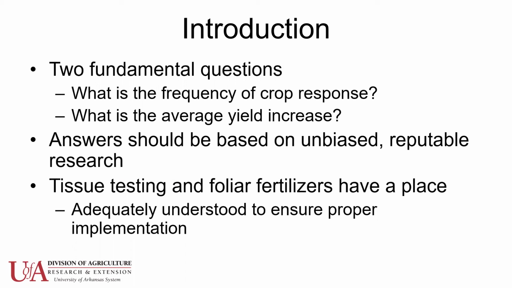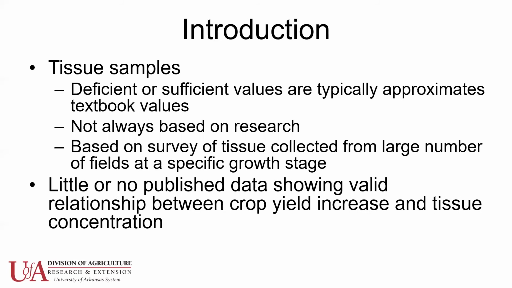Both tissue testing and foliar feeding have a place in row crop agriculture, but they must be adequately understood to ensure that they are properly implemented. So for the last several years, recommendations are being made to farmers based on crop tissue analysis. Most tissue nutrient concentrations used to define what is deficient or sufficient typically are approximate textbook values. These values are not always based on research.